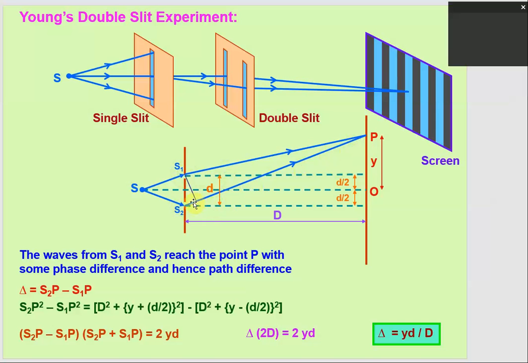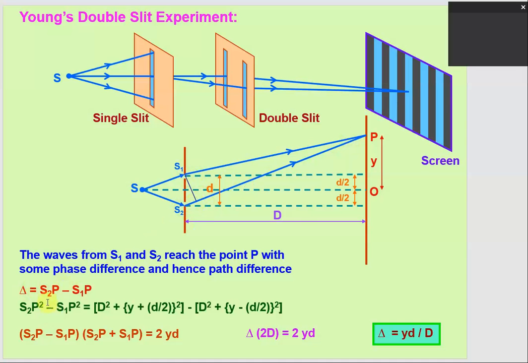So this is the extra distance which the light coming from source S2 takes in order to reach point P. So therefore, what is the path difference? Path difference is nothing but the difference of the paths traveled by the light coming from S1 and S2. So what is the difference of their paths? It will be given by delta, which is equal to S2P minus S1P. So whatever is left, it is the path difference.